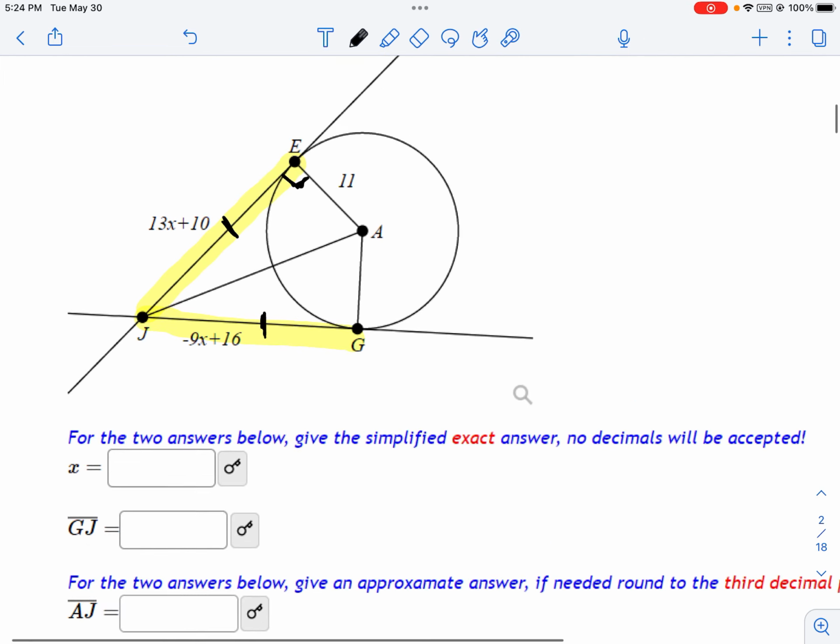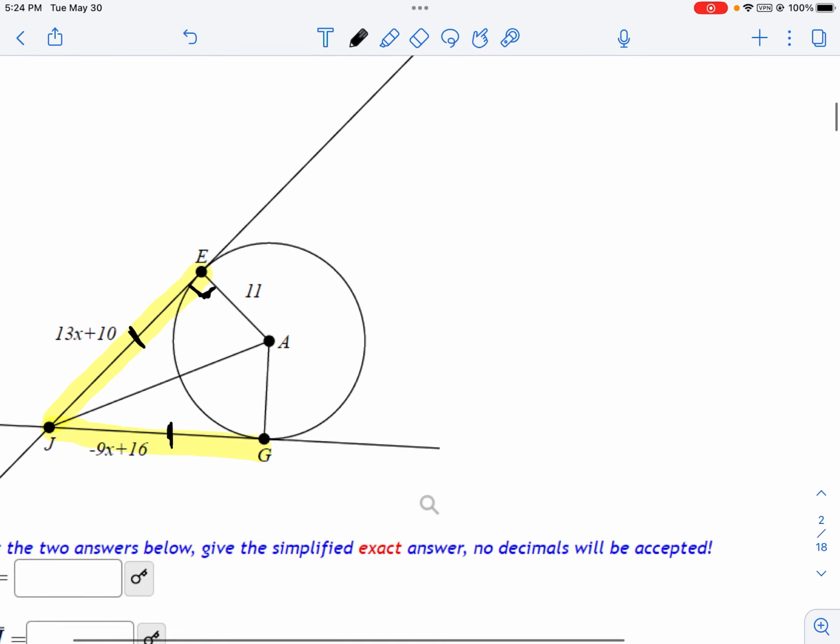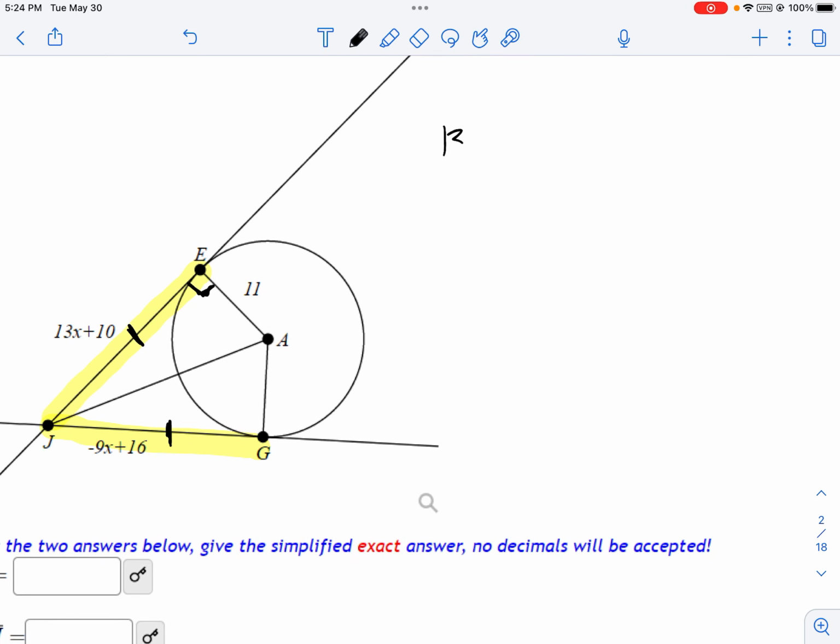Well, first off, it wants to solve for x, so let's look at our sides first. Congruent means essentially equivalency in mathematics, meaning equals. That means that 13x plus 10 is equal to negative 9x plus 16. So then we just solve for x. Going to add 9x to the other side. I'm going to subtract 10 at the same step as well. Save a little time there.